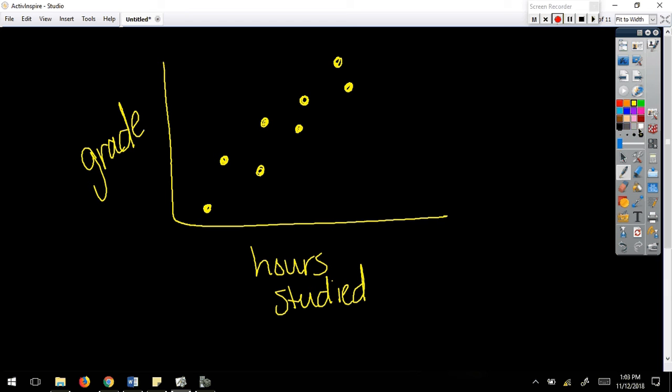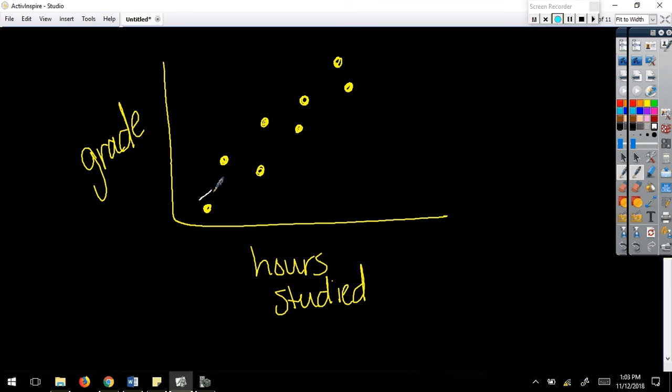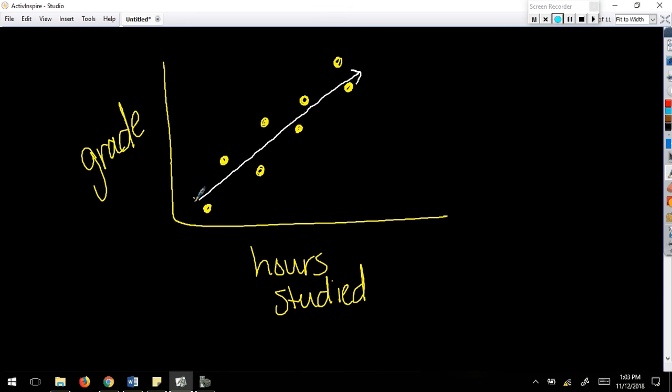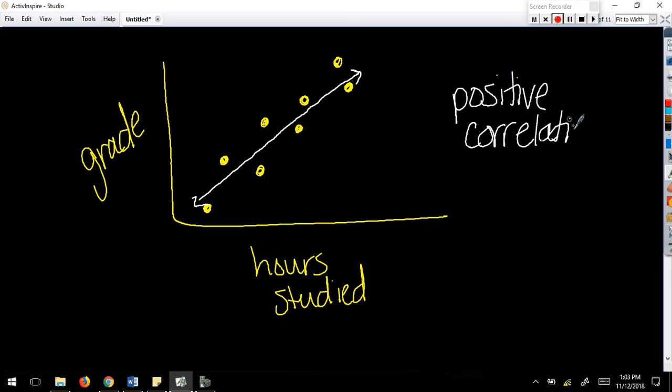So I hope as you looked at this, you noticed that it looks like a line with a positive slope that is increasing. Therefore, I would say that this data has a positive correlation. Okay, let's try one more together.